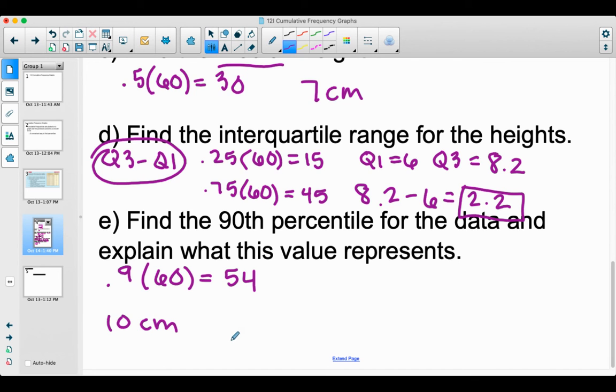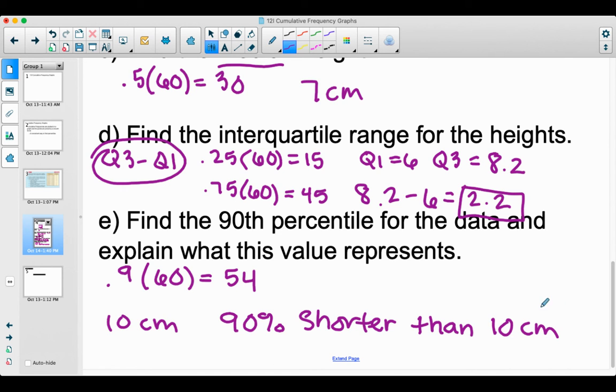And that means that, like the explanation, 90% of the seedlings are going to be shorter than 10 centimeters. That's what that indicates there. And that is how you read.